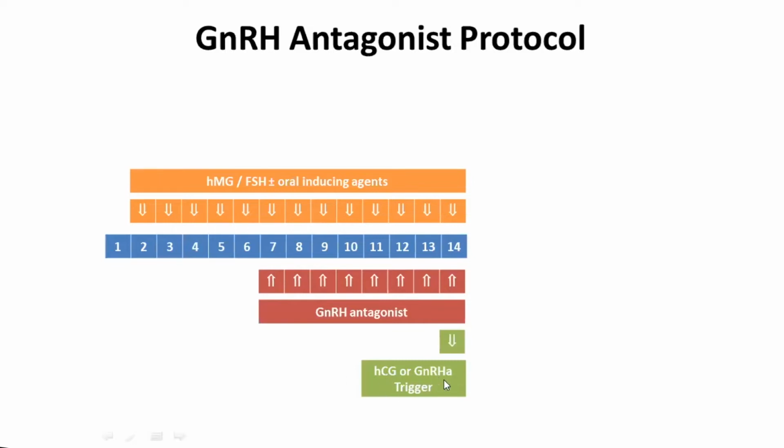We cannot use the GnRH agonist for triggering in the long GnRH agonist protocol because the receptors are already depleted by the long administration of the GnRH agonist. So we can use the GnRH agonist trigger in the GnRH antagonist protocol, but not in the GnRH agonist protocol.